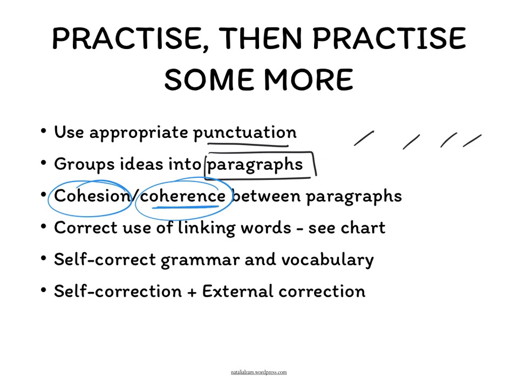Coherence has to do with the content, the relation, the cause and consequence connection, or the problem-solution relation between the ideas in the paragraphs. And cohesion has to do with how effectively you're using your linking words to connect the sentences within the paragraph and the ideas between paragraphs.